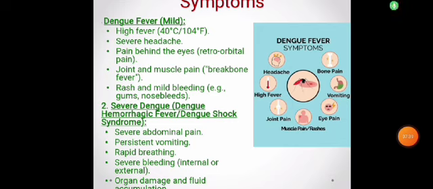Then we go for symptoms. What are the symptoms that occur in dengue? The common symptoms of dengue are high fever, that means 40 degrees Celsius, severe headache, pain behind the eyes, and joint and muscle pain. These are the common symptoms. Severe dengue causes abdominal pain, vomiting, rapid breathing, and some other organ damage. These are all the severe symptoms expressed by dengue virus.